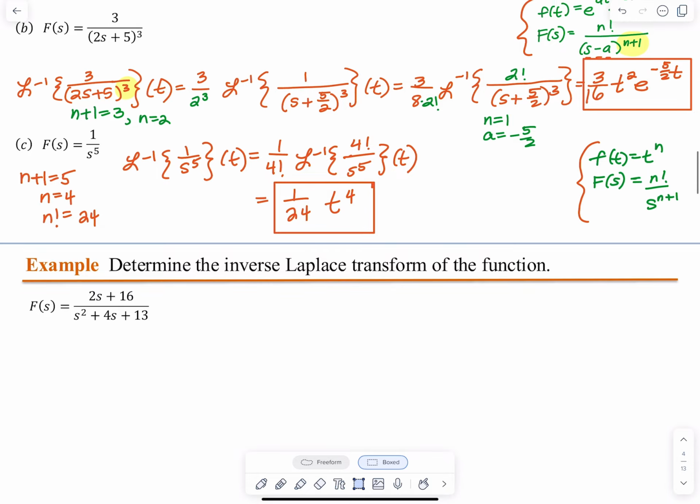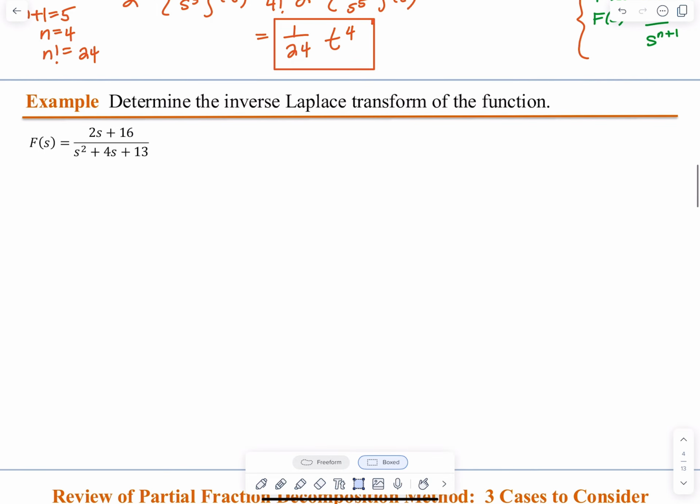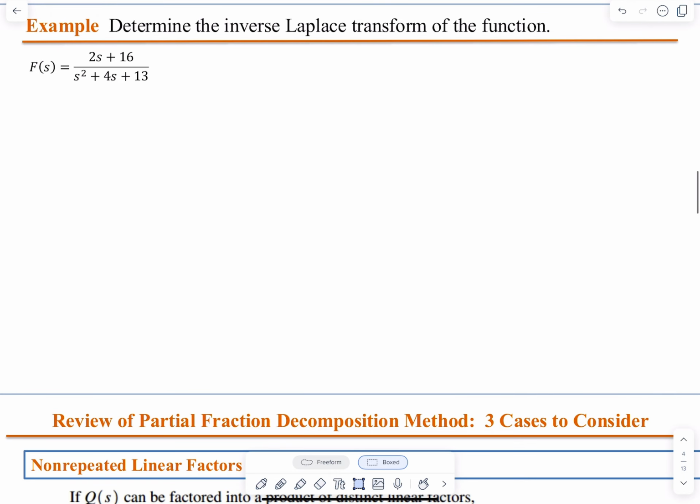Let's take a look at our next example. Determine the inverse Laplace transform of this function. So let's go ahead and do some algebra, and then we could take a look at the table and see if we see something we can work with. So here, let's try to complete the square in the denominator, since everything in our table that has higher powers of factors has squares or cubes. So let's try to complete this square.